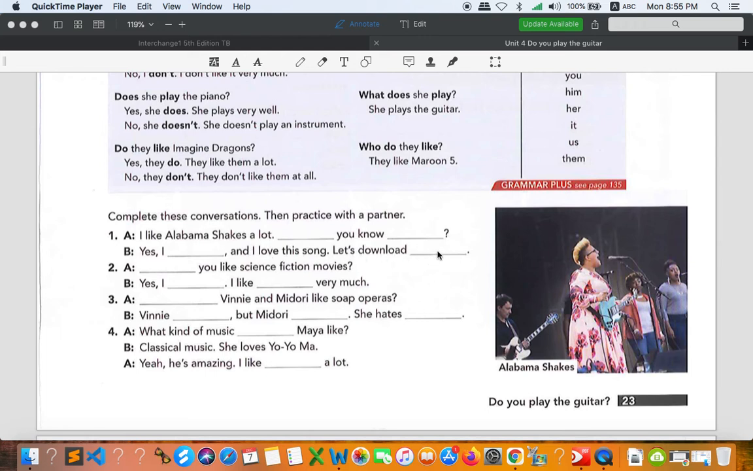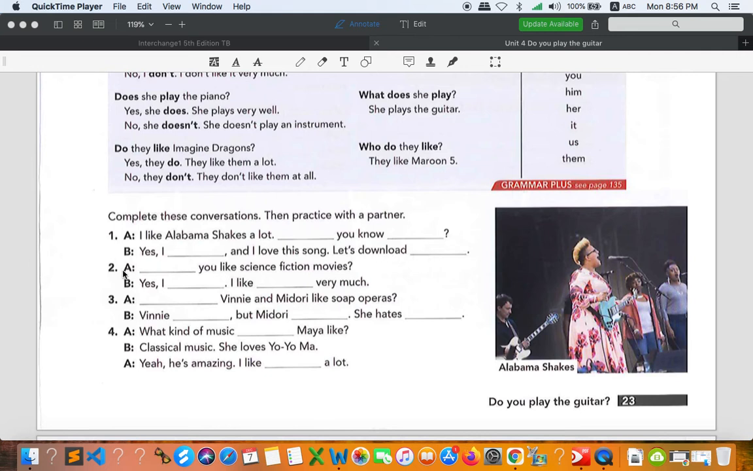So which object pronoun? So look at this. I love this song. Let's download what? Okay. So that should be download the song. Only one song. Then you should say let's download it. All right. So let's download it.